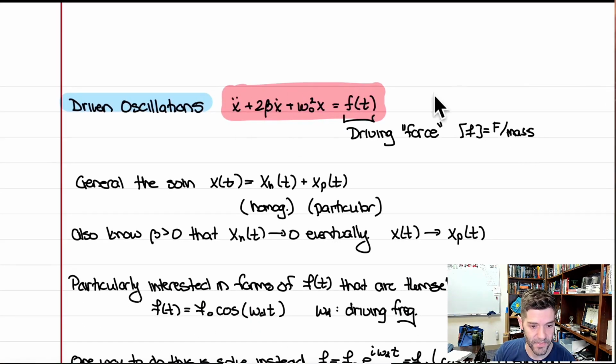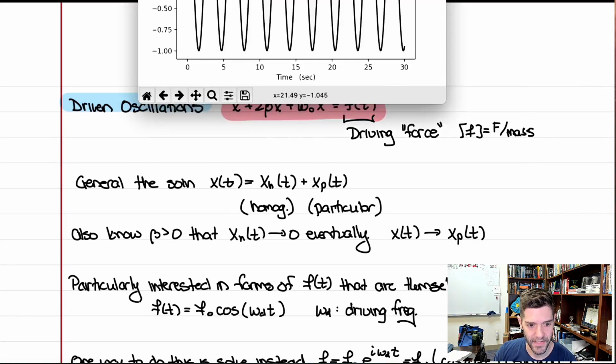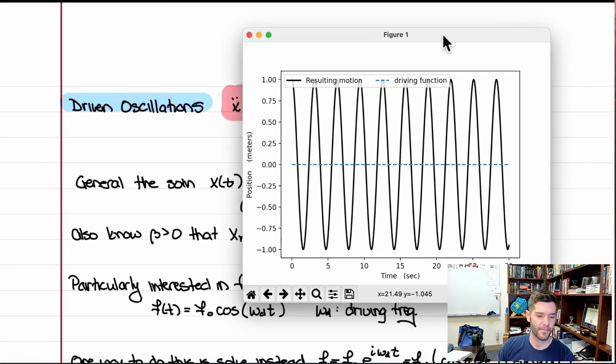If we're solving this expression, but we're not going to have damping for a second, and we're going to look at different driving forces. So in this case, there's no driving force. Notice the blue dashed line is just going to be 0 in this case. So there's no friction, no driving force. Unsurprisingly, you get oscillatory motion as a result.